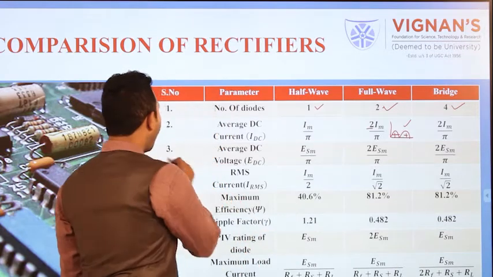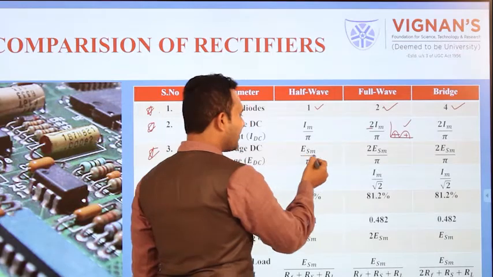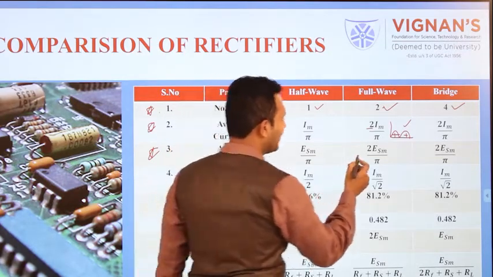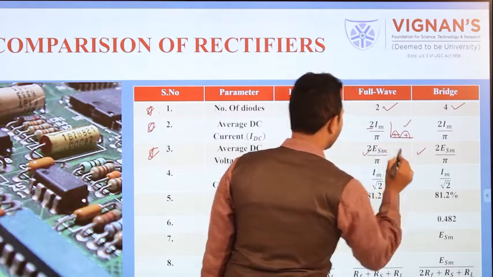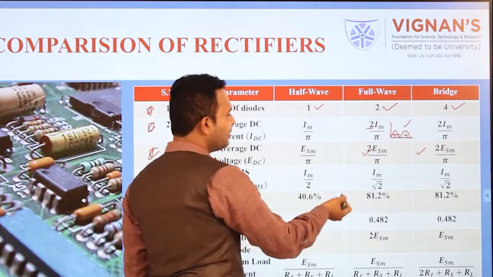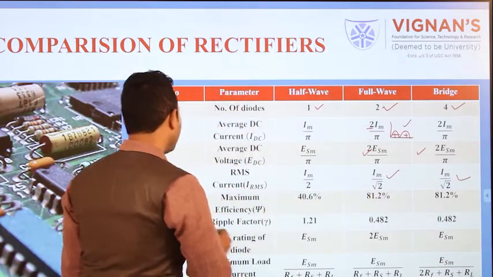Next one is the average DC voltage in terms of Esm, so Esm by pi. Here also we get the double, so 2 Esm by pi, and for the bridge the same thing, right? Then the RMS value: Im by 2 for the half wave, and Im by root 2 for the full wave and bridge rectifiers.